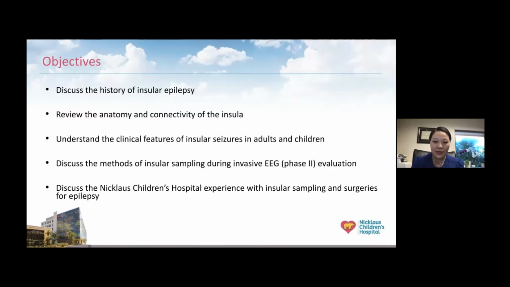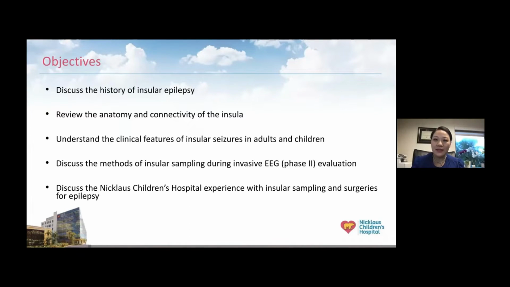Secondly, I'd like to review the anatomy and connectivity of the insula with you, and then also understand the clinical features of insular seizures in adults and children, and to review the many ictal spread patterns of insular epilepsy and the types of seizure semiologies of the insular seizure and the insular opercular seizure.